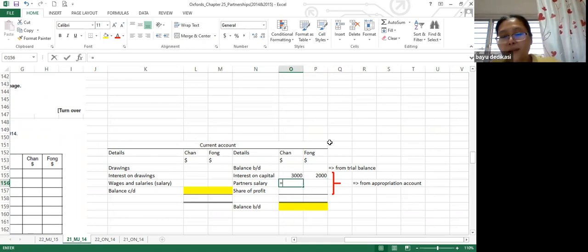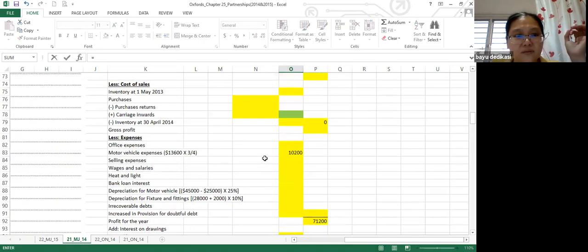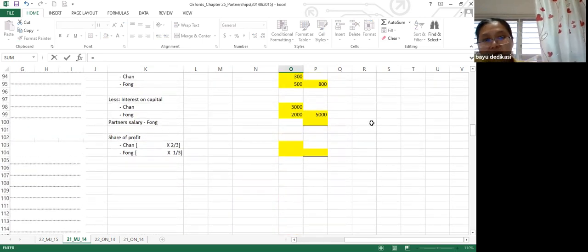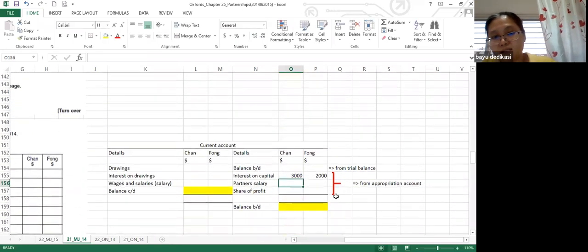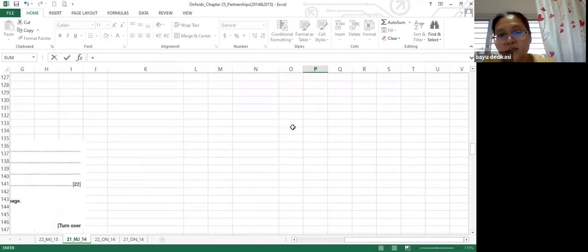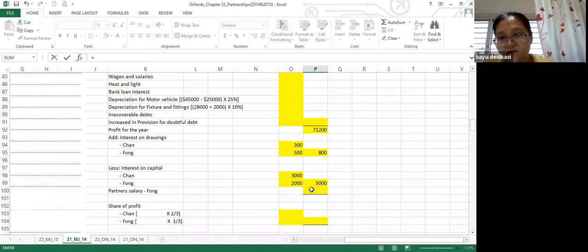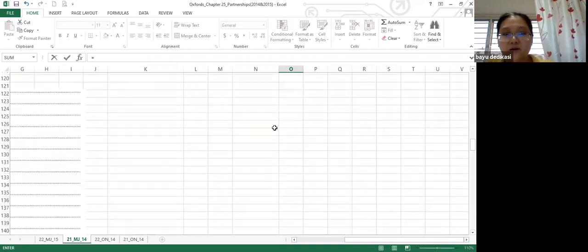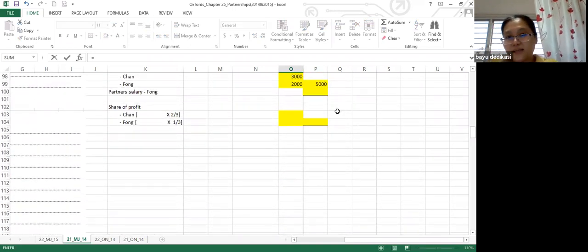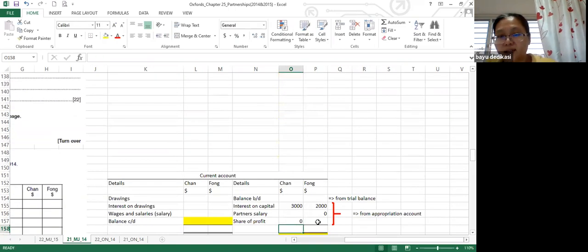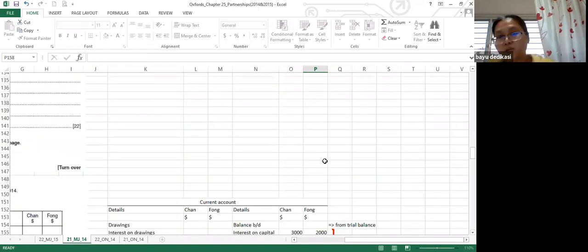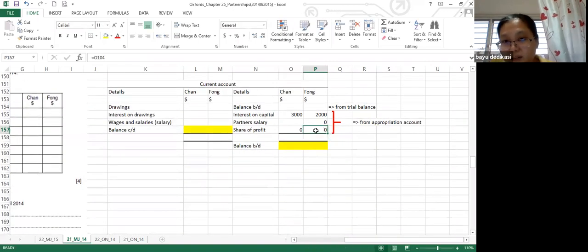And then your partners who get the salary? Let's see. Fong gets the salary. In this case, Fong gets the salary. You have to find what is the salary for Fong and then put into here. This one don't need to put. And your share of profit, where do you get from? From your working that you calculated. So Chan, and then this amount. So you have to calculate and put into here.